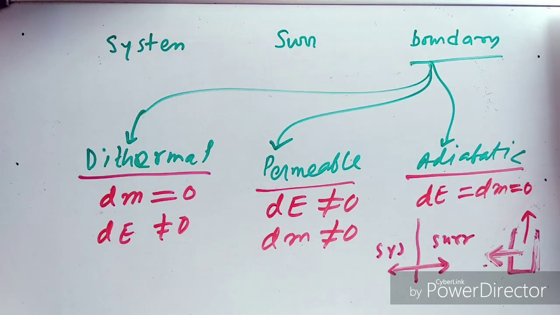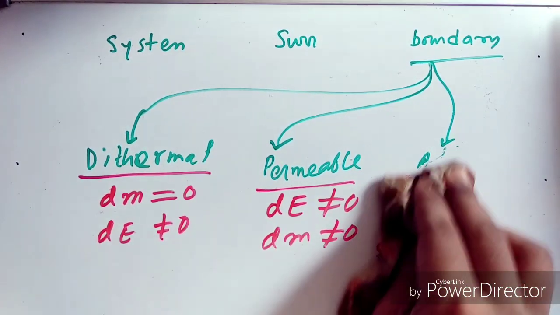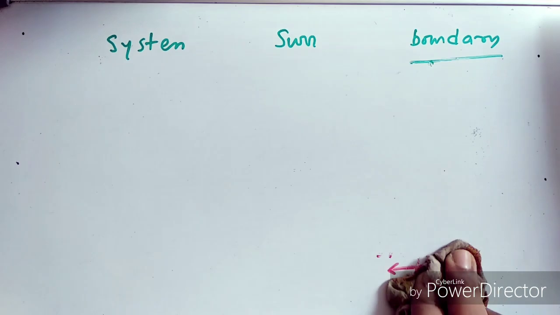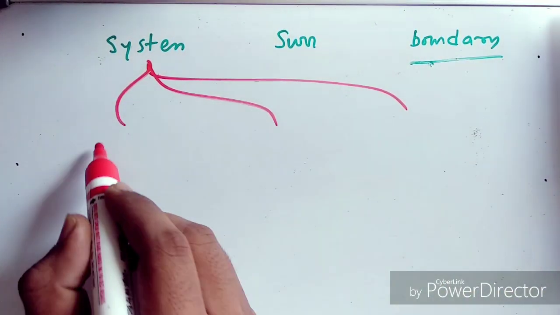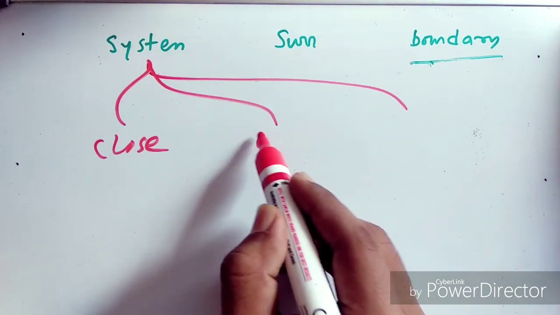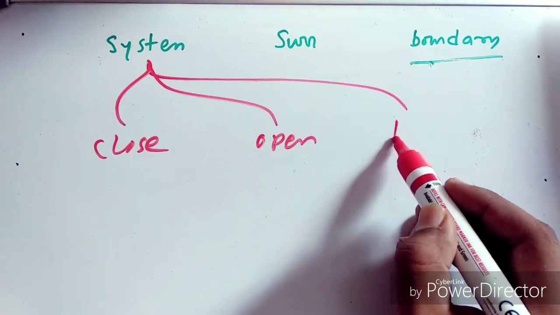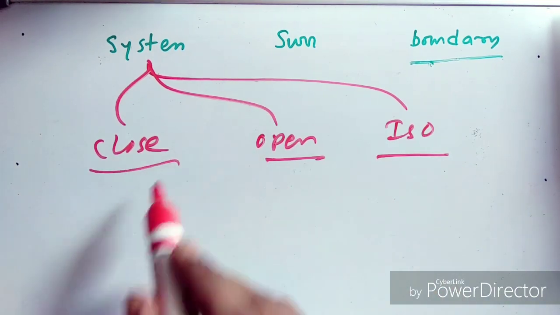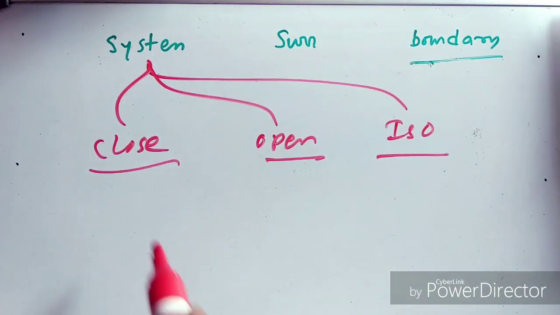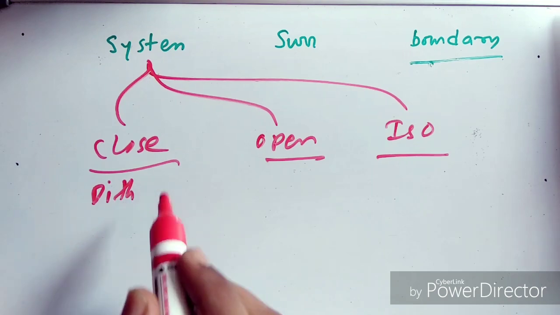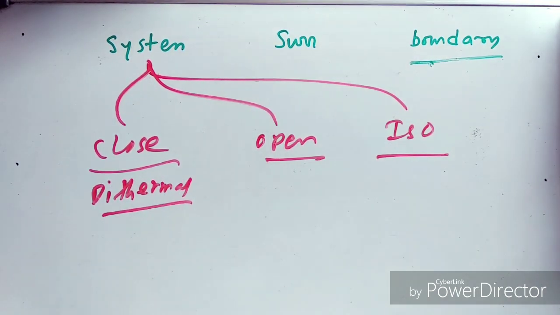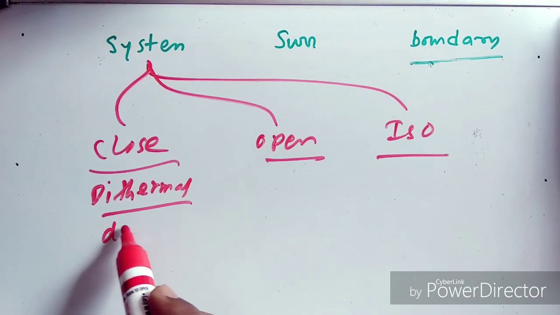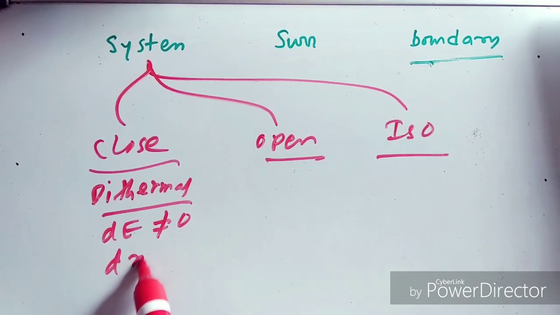Now, depending upon this boundary, let's talk about the different kinds of systems. Similarly, you will get three systems: the first is the closed system, the second is the open system, and the third is the isolated system. For the closed system, the boundary will be diathermal. Inversely, in the case of a diathermal boundary, the system is called closed. That means energy can pass but matter cannot pass.